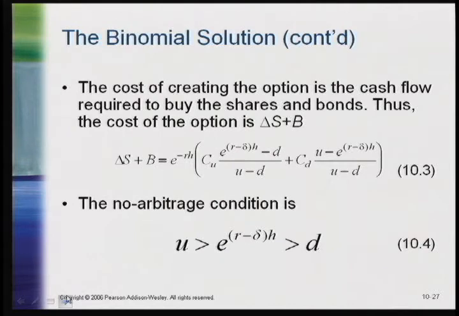We can now put that into a formula, and we get that the price, remember this was the formula for the price of the option, is this expression. So where does this expression 10.3 come from? Let's do the algebra.